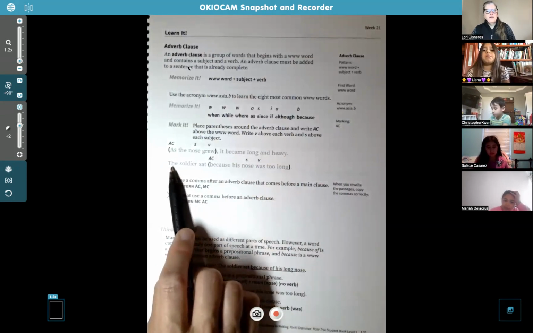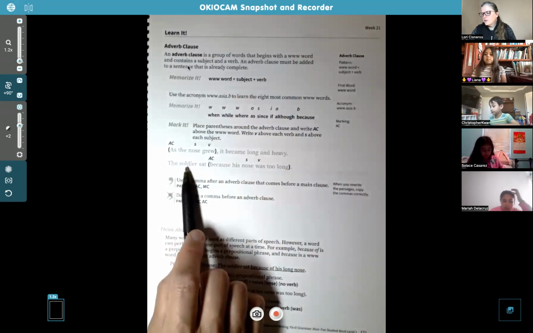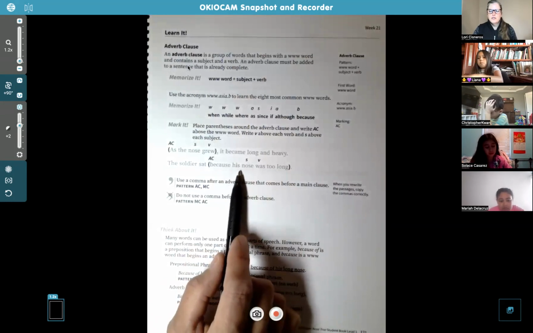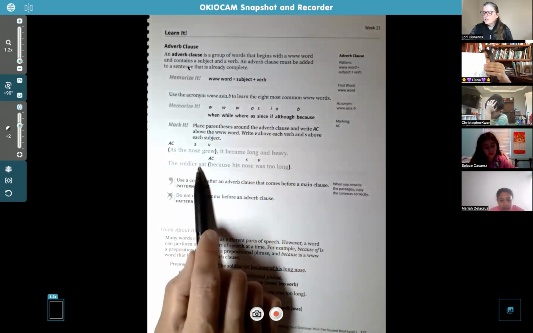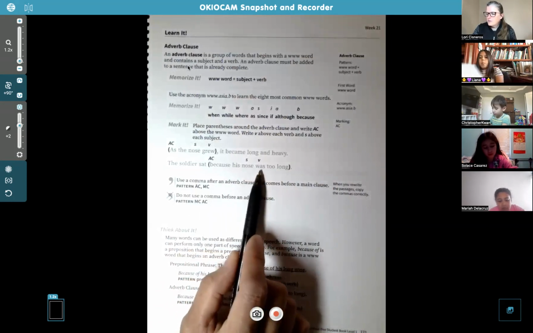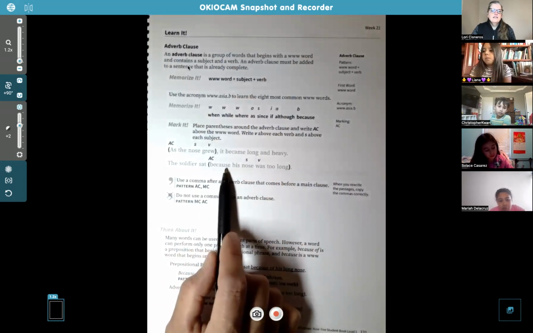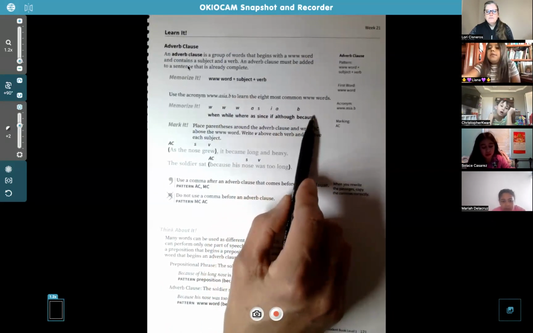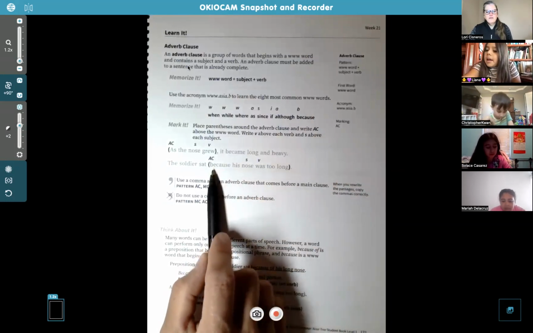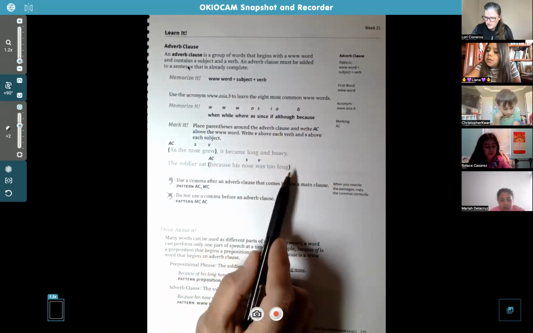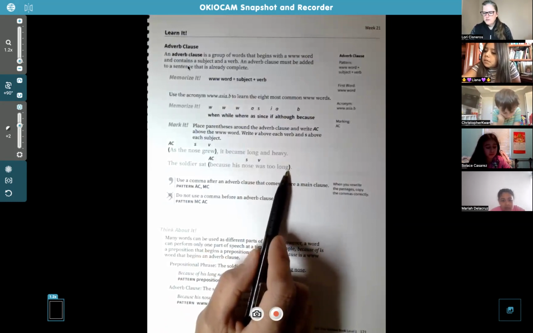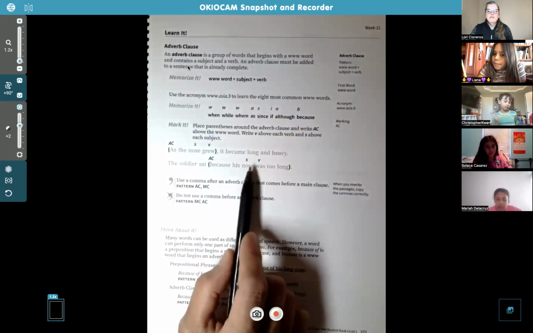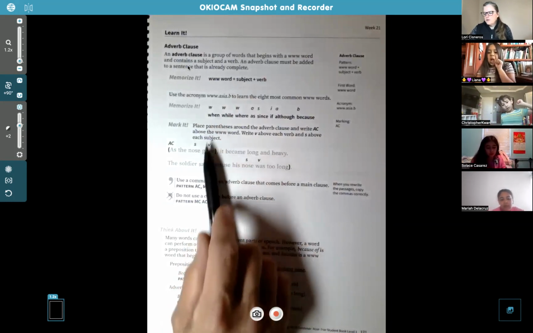The next example right here in the middle of the page says, the soldier sat because his nose was too long. Oh, that's right. I forgot it was a boy's nose. I thought it was a girl's nose. The soldier sat because his nose was too long. Because is the B in www.asia.b. So that's the beginning of the adverb clause. You mark it with parentheses, just like you do the who, which clause. And you're going to label it AC for adverb clause. And you're going to find that there's a subject and verb inside of there. That's how you label it in this book.